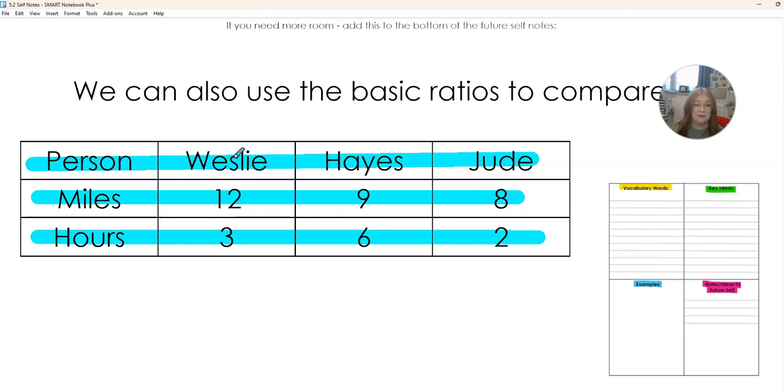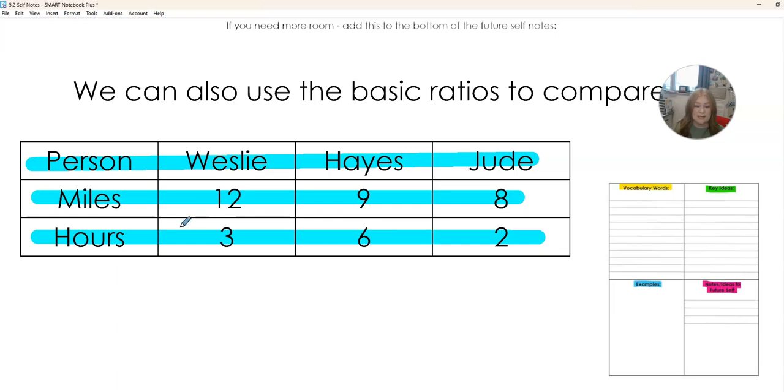So we have 3 people that ran miles and how long it took. Wesley ran 12 miles in 3 hours. Hayes ran 9 miles in 6 hours, and Jude ran 8 miles in 2 hours. So we're going to compare and see who ran equivalent amounts. So we are going to divide by their GCF.